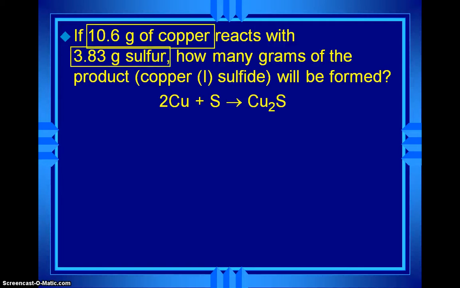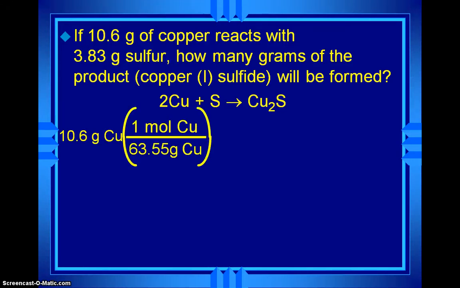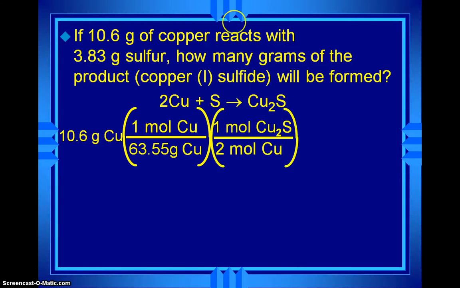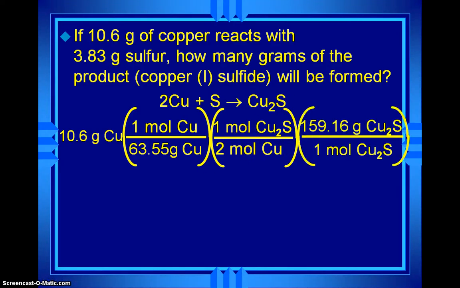Okay, so we set up 2 stoichiometry problems using these values. So you've got 10.6 grams of copper, and 1 mole of copper is 63.55 grams of copper. And according to the chemical equation, for every 1 mole of copper sulfide, there are 2 moles of copper used up. And then there are 159.16 grams of copper sulfide in 1 mole of copper sulfide. So we've set up our stoichiometry problem, and we calculate it all out. And so if we were to react all of this copper, we would make 13.3 grams of copper sulfide.